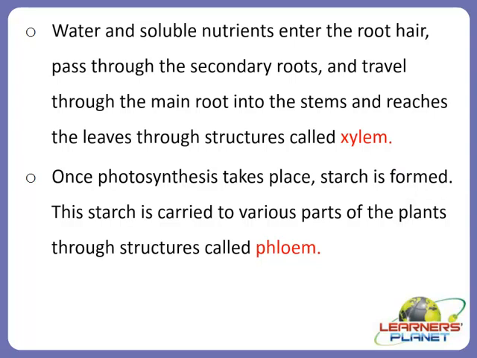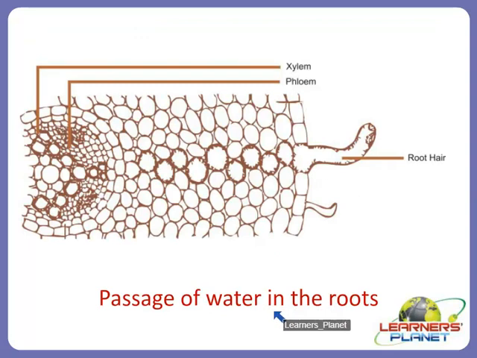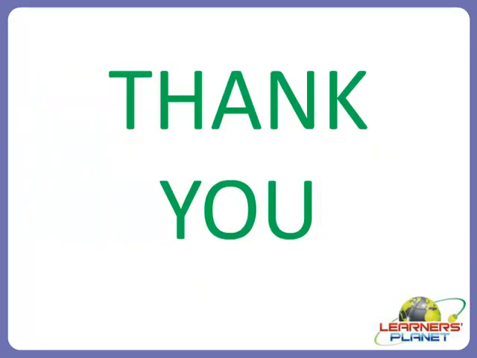Let us see one more clear picture of this root hair which carries out this process. This is one such picture of the root hair, and here there is xylem and here there is phloem. So xylem will carry water and minerals to different parts of the plant, and phloem is the tissue which will carry food to the different parts of the plant. So this is one such picture of the passage of water which is shown in the roots.